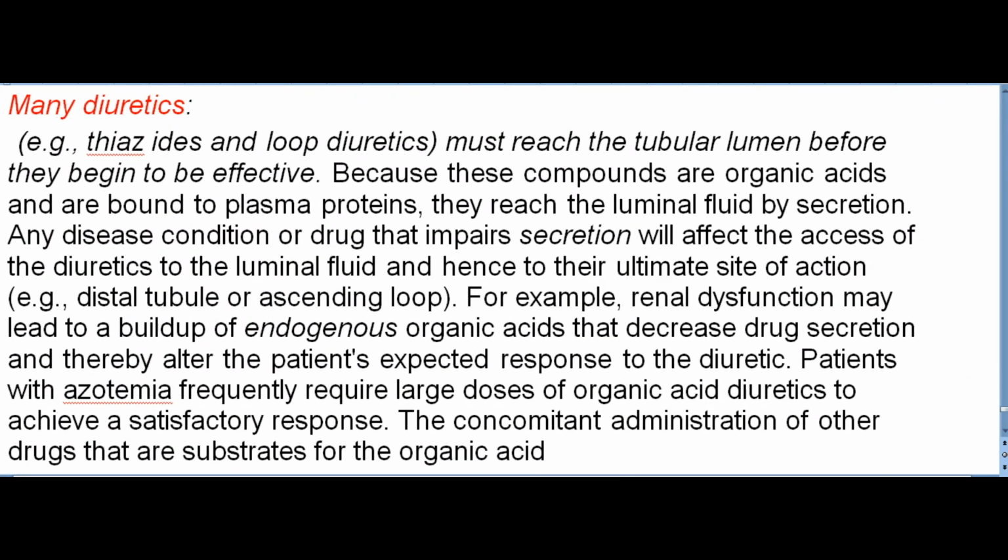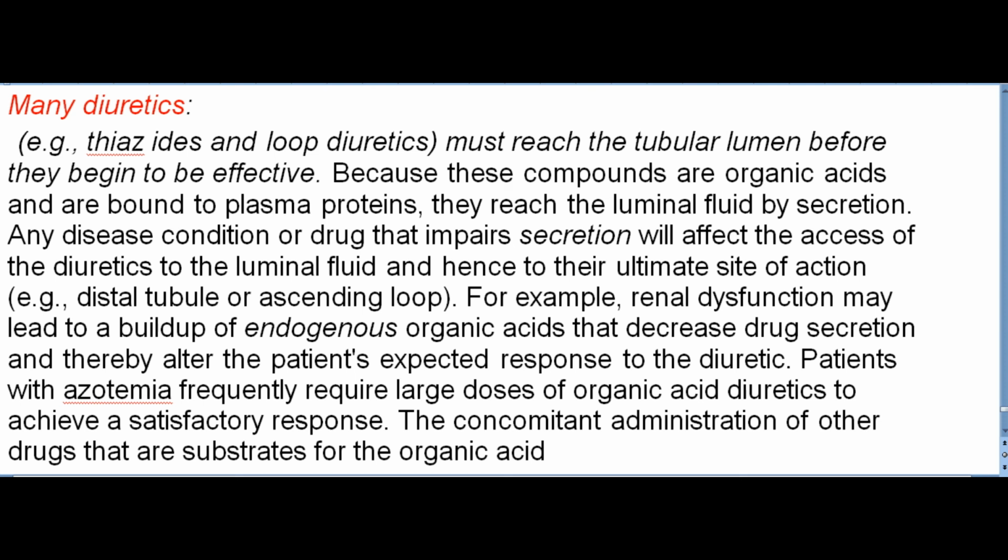Many diuretics, for example thiazides and loop diuretics, must reach the tubular lumen before they begin to be effective. Because these compounds are organic acids and are bound to plasma proteins, they reach the luminal fluid by secretion. Any disease condition or drug that impairs secretion will affect the access of the diuretics to the luminal fluid and hence to their ultimate site of action, for example distal tubule or ascending loop. For example, renal dysfunction may lead to a buildup of endogenous organic acids that decrease drug secretion and thereby alter the patient's expected response to the diuretic.